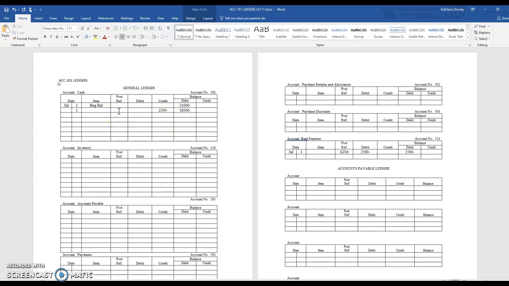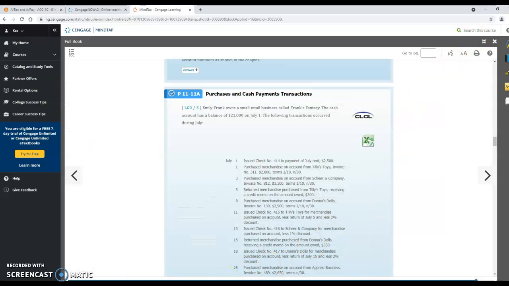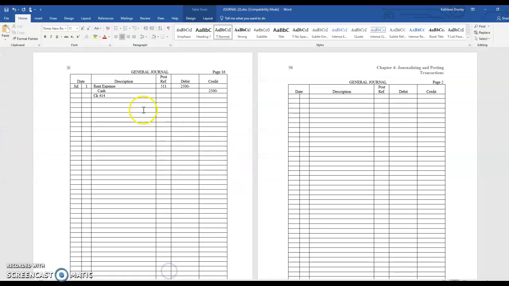Where did this information come from? GJ16. And now I go to the journal, say what account did I post this to, account number 101. Now I'm ready for the next transaction.